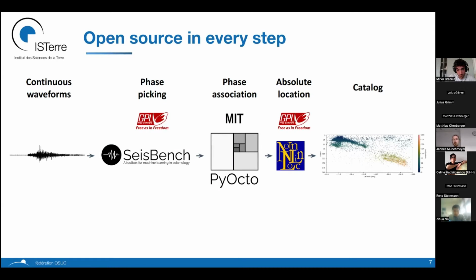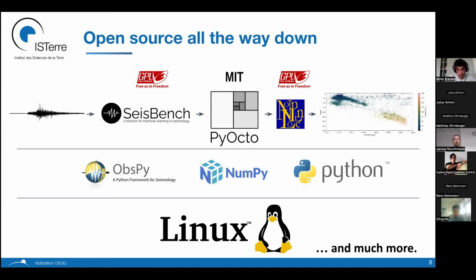And that's just the tools, because if we look from a different perspective, there's open source all the way down. SeisBench builds on ObsPy. ObsPy builds on NumPy. NumPy builds on Python. All of this is open source. My laptop's running on Linux. Every server basically nowadays is running on Linux. Our server has a Slurm cluster running on it. Slurm is open source.